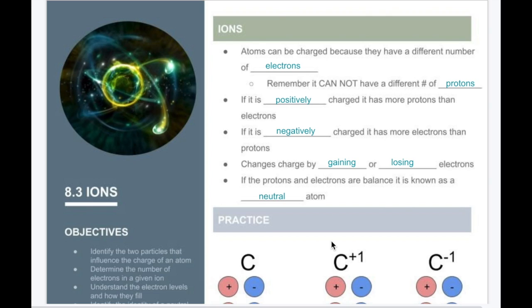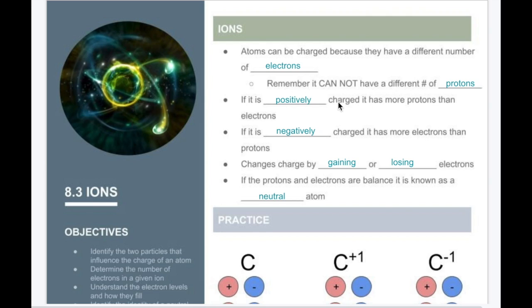These are known as ions, and it means that they're going to have a different charge. Ions are just atoms that have a different charge because they have a different number of electrons. Remember, it cannot have a different number of protons, because if it has a different number of protons, it is a different element. If it is a positively charged ion, it has more protons than electrons. If it is negatively charged, it has more electrons than protons. It only changes charge by gaining or losing electrons.